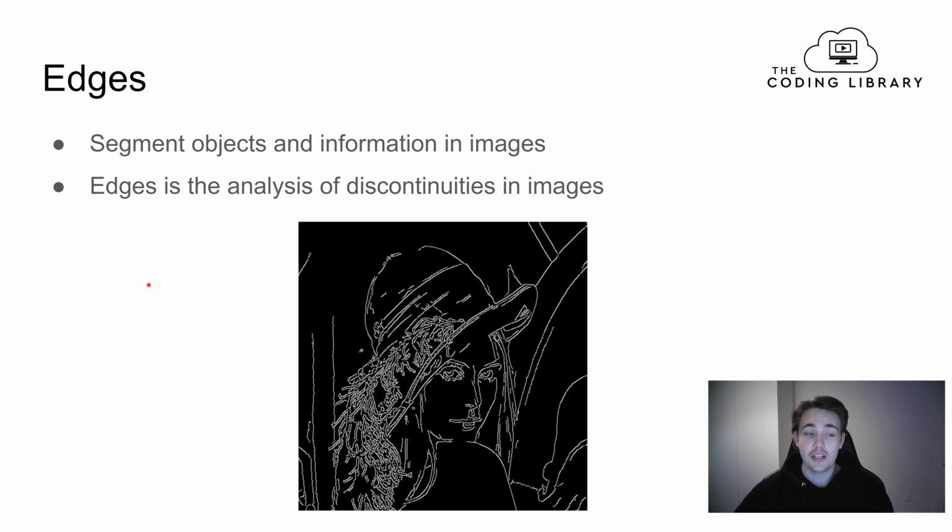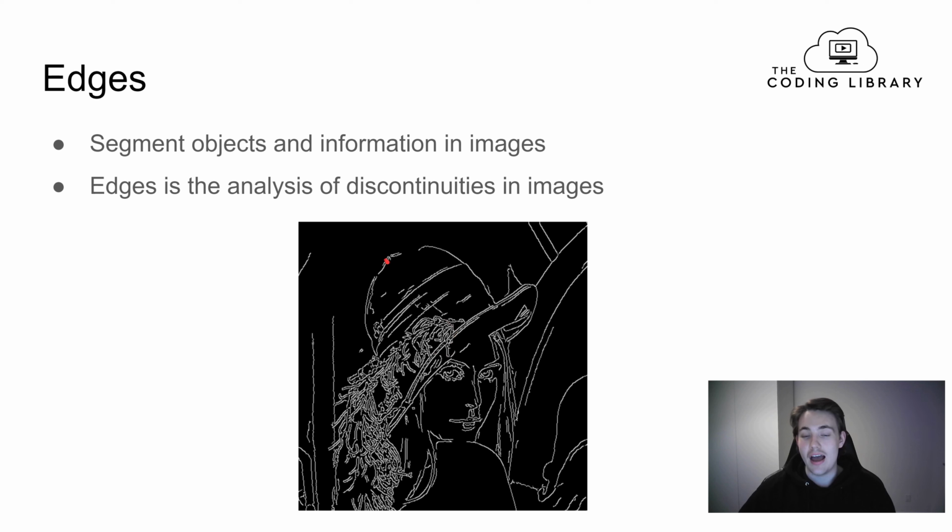So let's jump into the first slide, where we're going to talk about what edges are. We can use edges in images to segment out objects or other important information in the images. Edge detection is the analysis of discontinuities in images. Down here we have an example of edges that we're detecting in an image. We can see that we're segmenting out the most important information in the image by doing this analysis of discontinuities.